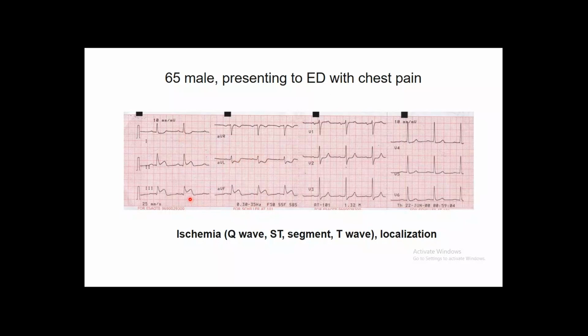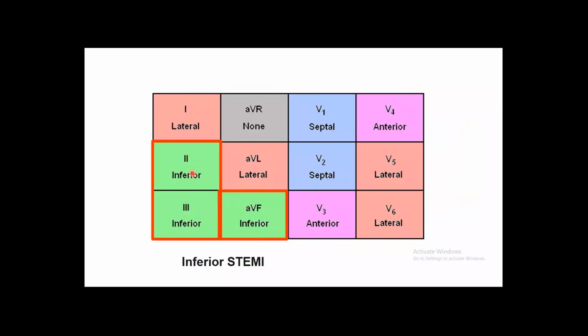So we have inferior leads 2, 3, aVF, ST segment elevation. And as we said, 2 and 3 and aVF are looking at the inferior wall, so this patient has inferior ST segment elevation myocardial infarction.